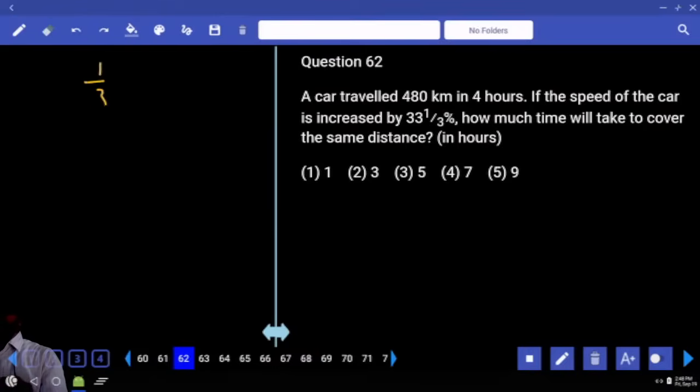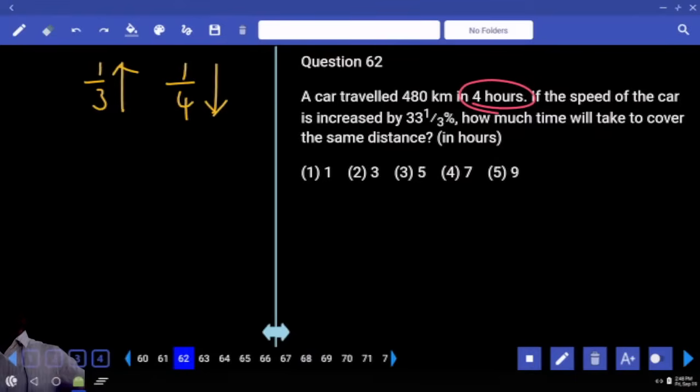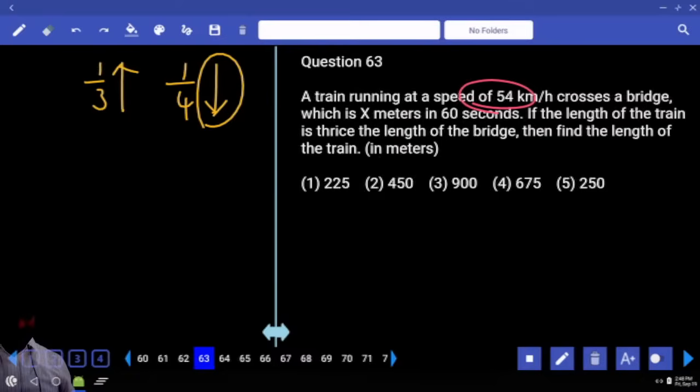You know that time decreases by, what is the original time? What is 1/4 of it? What is happening? Decrease. How much? 3 hours.